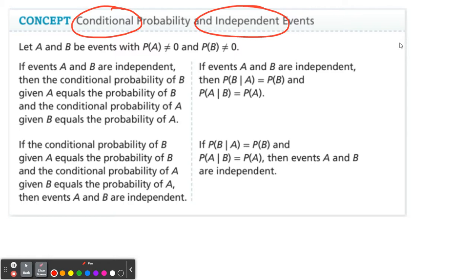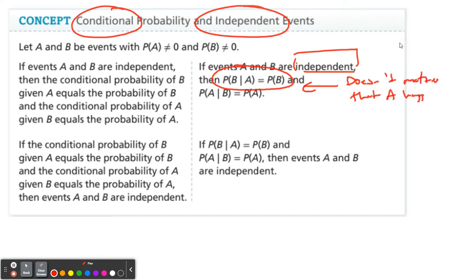if the events A and B are independent, then the conditional probability of B given A also equals the probability of B. And the conditional probability of A given B also equals the probability of A. What this is essentially saying is that if the two events are independent, then the probability of B happening given A is the same as just the probability of B. It doesn't matter that A happened. The probability of B is going to be the same as the probability of B.